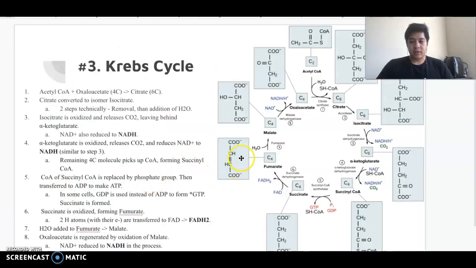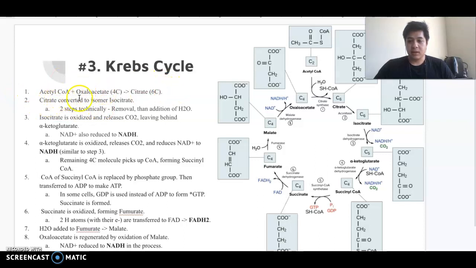Moving on from pyruvate oxidation, going to step 3, which is the Krebs cycle. There are 8 steps in total, and this looks a little daunting, but let's take it step by step. In the first step, acetyl-CoA plus oxaloacetate forms citrate, which is over here, using citrate synthase. So it's 2 steps technically.